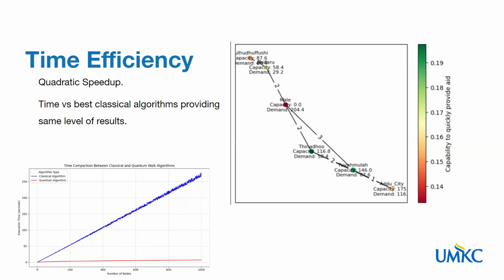So what is the bottom one? I was showing the time complexity of a similar classical algorithm versus the quantum. The blue is the classical. As the number of nodes increases, the classical takes far more time compared to quantum, this red line down here. So this is based on simulation, the quantum simulator?